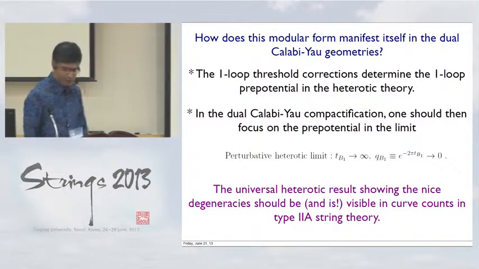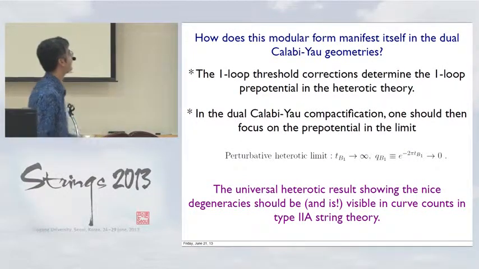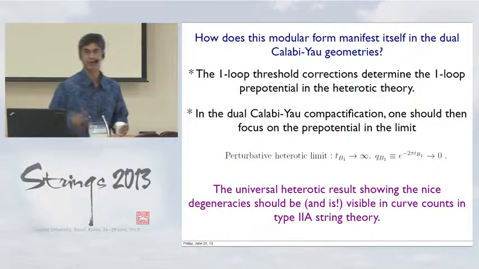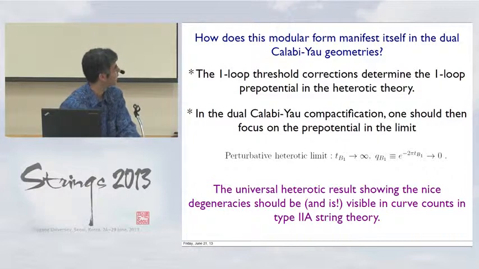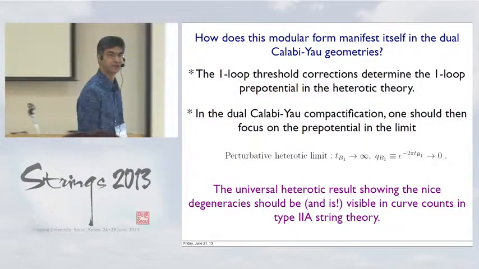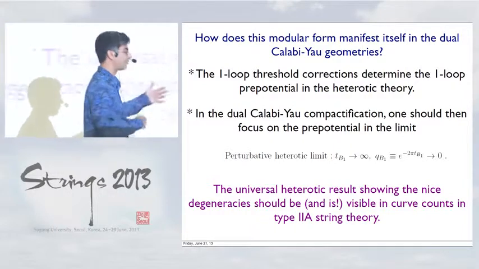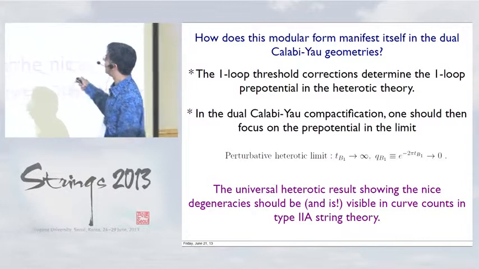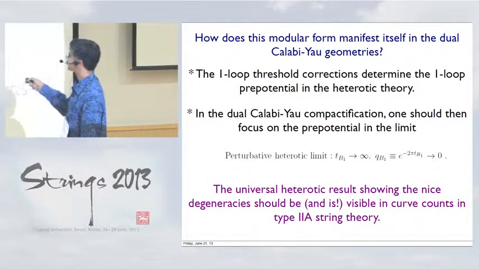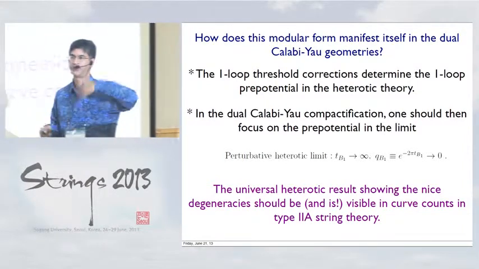So a natural question is, how does this modular form manifest itself in the dual Calabi-Yau manifolds? Well, the one-loop threshold corrections that I was just discussing in the heterotic string actually determine the one-loop prepotential. Okay, you can integrate back from the one-loop thresholds to get the one-loop prepotential. Now, in the dual Calabi-Yau compactification, prepotentials are counting holomorphic curves embedded in the Calabi-Yau.